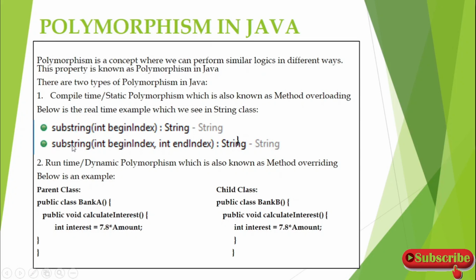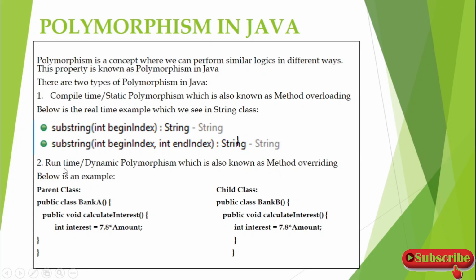You will have a similar method name, but the arguments that you are passing inside the method will be different. Each will have a separate logic, but it is somewhat related. So we will have a similar method name, and we will allow the user to perform their own requirement by calling these methods. This is an example from the String class.